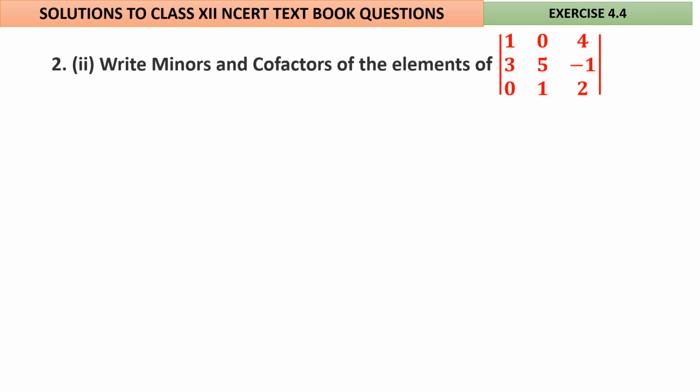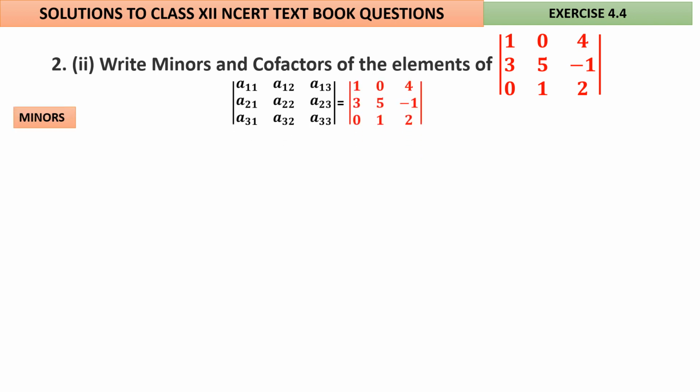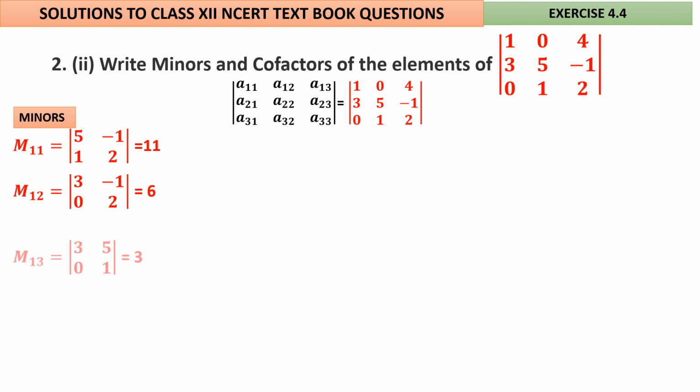Again, one more determinant: 1, 0, 4, 3, 5, minus 1, 0, 1, 2. Go in that order. Let us try to find the minors of the first row elements. M11, M12, M13. Check out whether you are able to find how that 5, minus 1, 1, 2 comes. Removing the first row and the first column. For M12, remove the first row and second column. For M13, remove the first row and the third column.